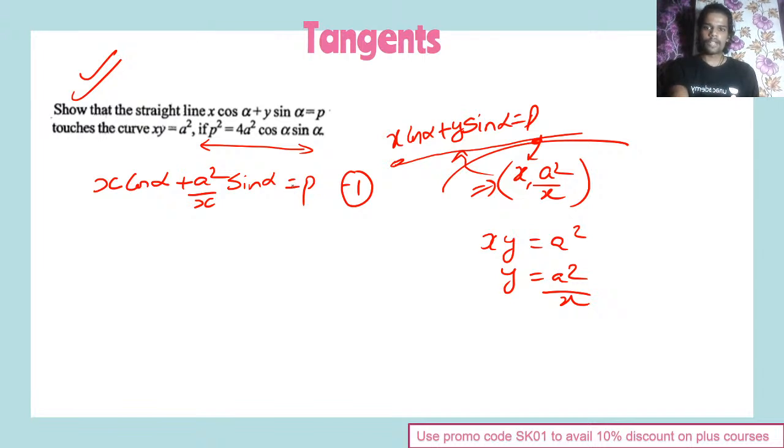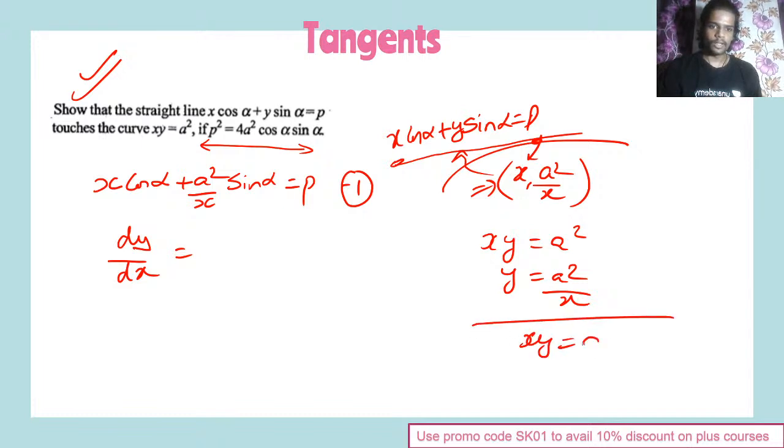And the second equation is that dy by dx should be equal to the slope of this line. So what is dy by dx? If you calculate dy by dx, you have xy equal a square. Differentiate both sides and apply the product rule. Differentiation of first, leave second. Differentiation of second, leave first.